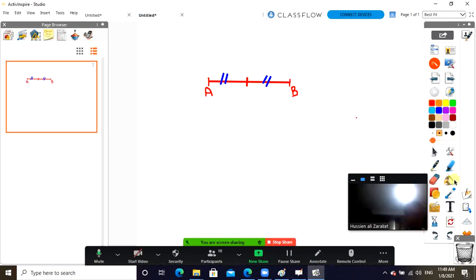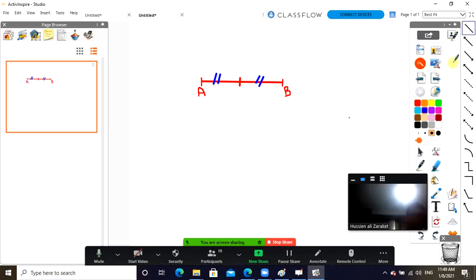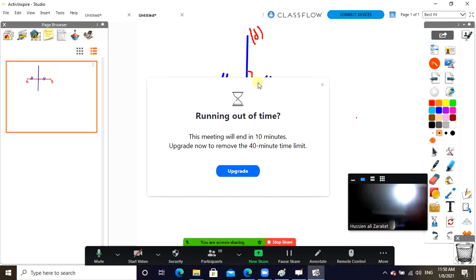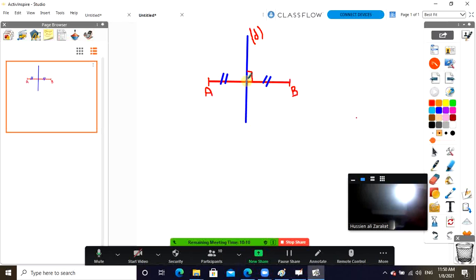Okay. Then what will I draw now? I will draw a perpendicular line at its midpoint, and it's called what? What do we call it? Perpendicular bisector. Okay, and its name is D. And I will put the symbol of perpendicular. Then they are asking, mark the point M on D. I can put M everywhere on D, but not in the middle. So let's put M here.